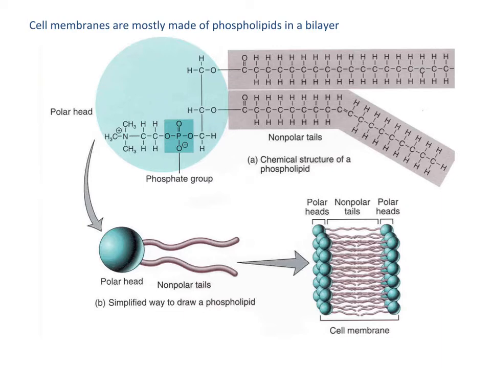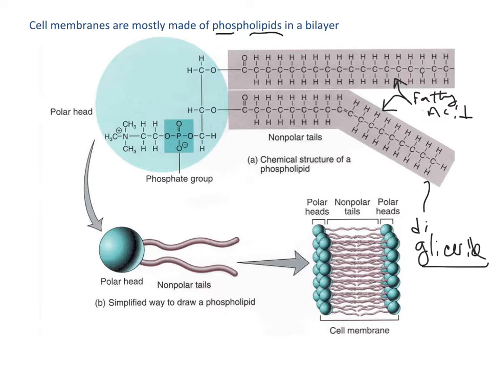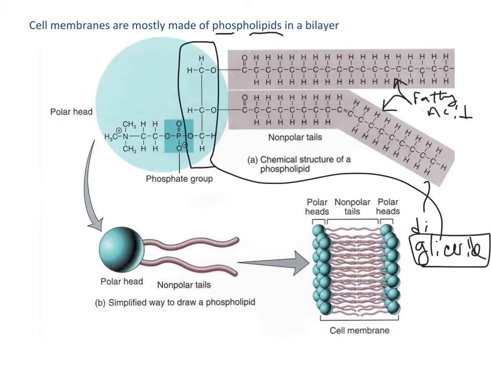The lipid bilayer is a phospholipid bilayer. I'll sometimes just call it the lipid bilayer. The phospholipid bilayer is made up of these things called phospholipids. So hopefully you can see something you recognize here. You have a saturated and an unsaturated fatty acid. So this is a diglyceride. Why is it a glyceride? You can see the glycerol molecule right there, right?